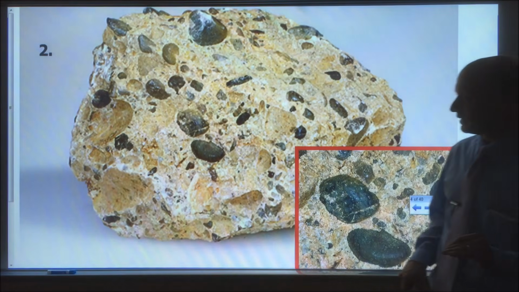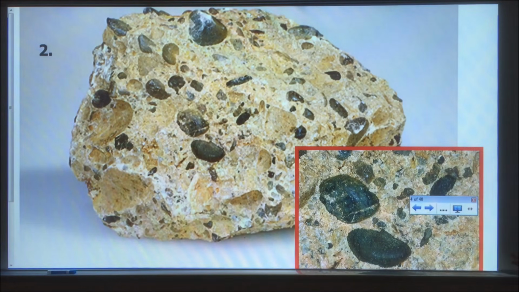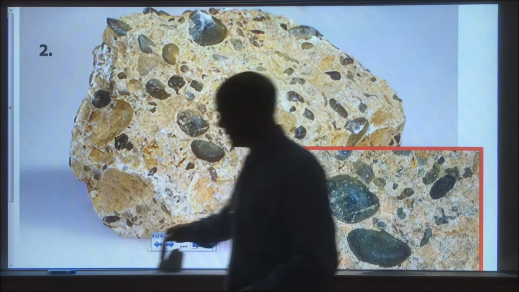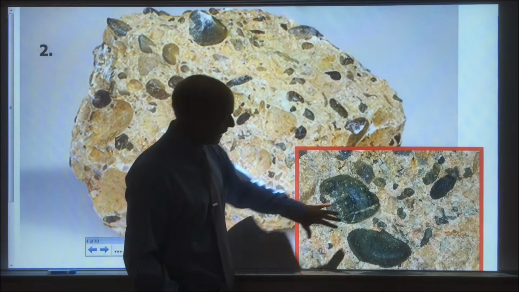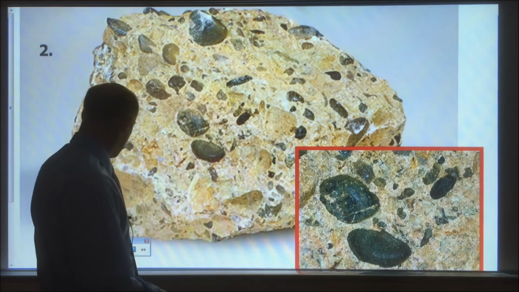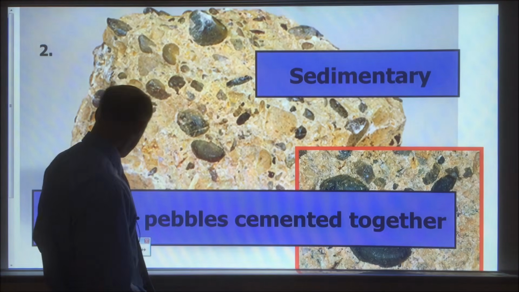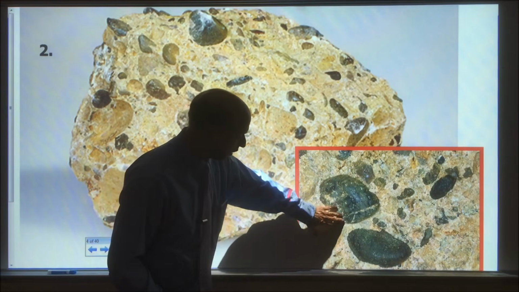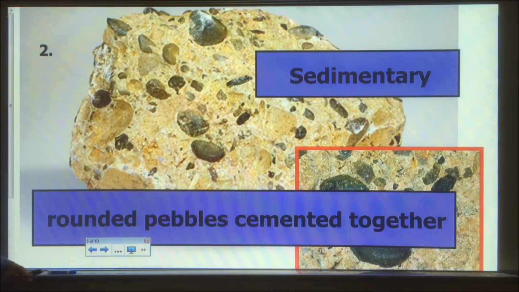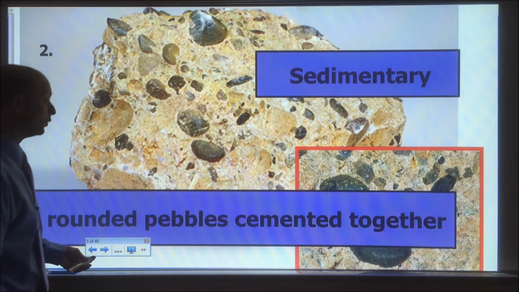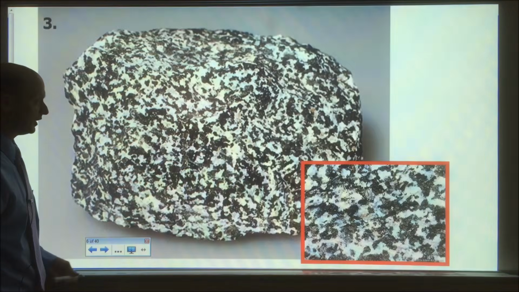Next up, what kind of rock is this? Here I have a close-up. That is a sedimentary rock. And how do we know that? Because it has rounded particles that are cemented together. So rounded pebbles cemented together is a good, noticeable reason to say it is sedimentary.